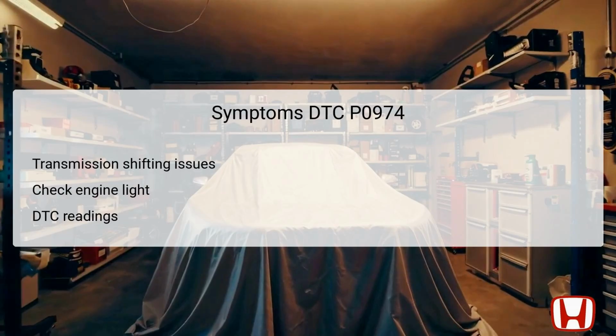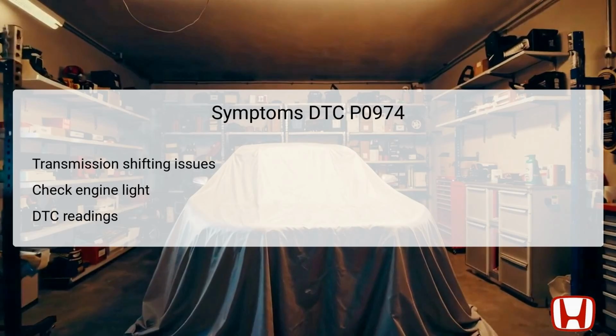Symptoms associated with DTC P0974 can include noticeable transmission shifting issues such as harsh or erratic shifts. Drivers may find that the vehicle experiences difficulty moving through gears smoothly, leading to an overall unreliable driving experience. An illuminated check engine light on the dashboard is another symptom, prompting owners to investigate potential issues.